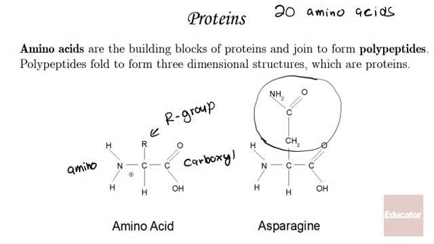You might see amino acids also written, instead of NH2, you might see this shown as NH3 plus and the carboxyl group as COO minus. And that's because in water, the amino group picks up a hydrogen ion and therefore acts as a base. And the carboxyl group loses a hydrogen ion and therefore acts as an acid.